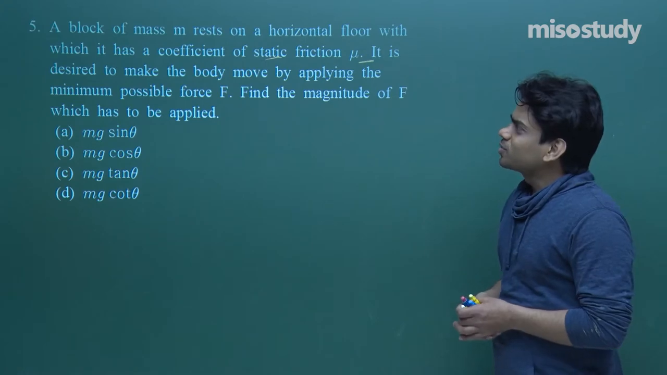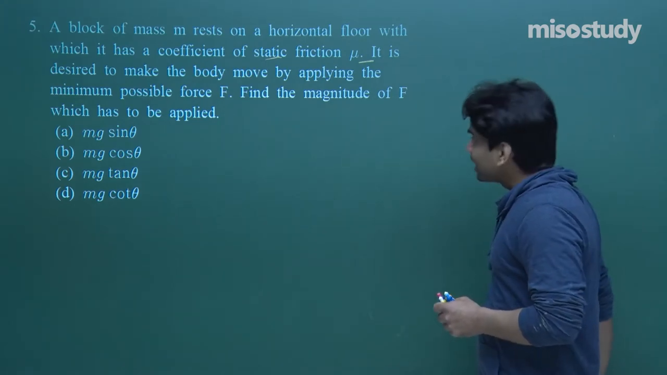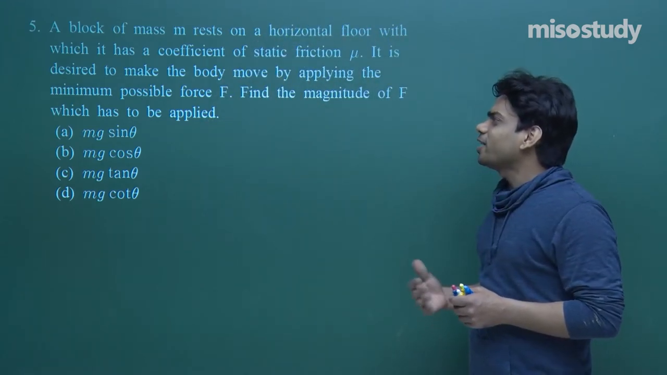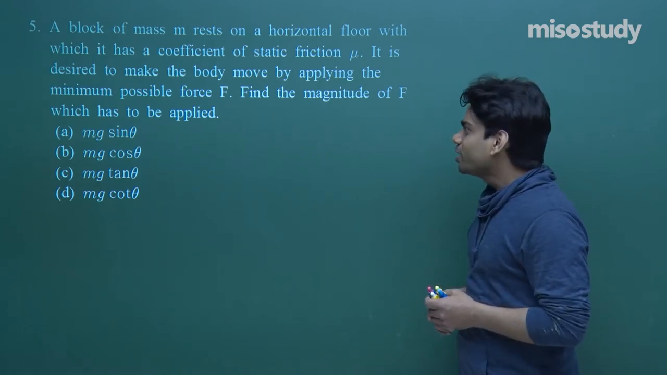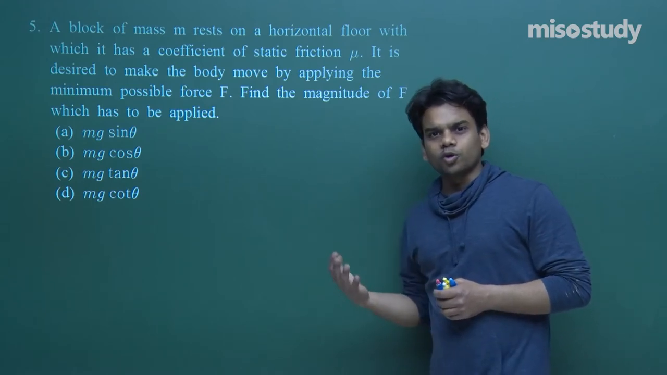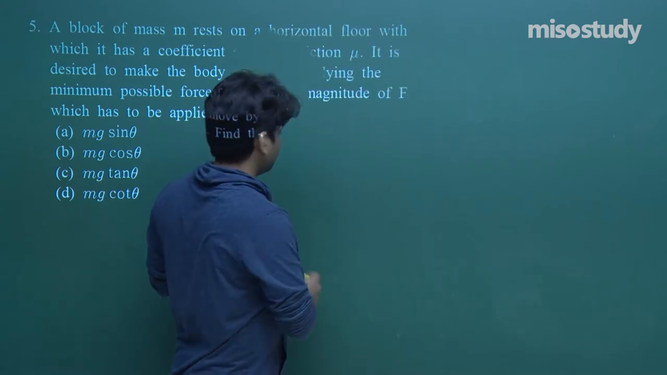A block of mass small m rests on a horizontal floor with which it has a coefficient of static friction mu. It is desired to make the body move by applying the minimum possible force, capital F. Find the magnitude of F which has to be applied. Now, before I solve this question, I want you all to draw the diagram and try it on your own, and then I'll proceed with the actual answer.